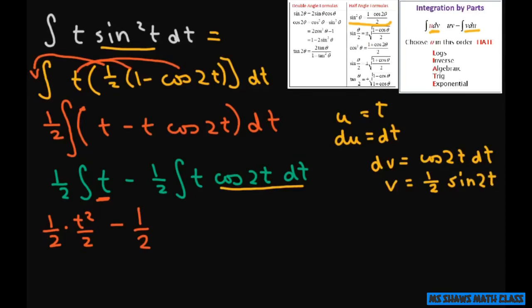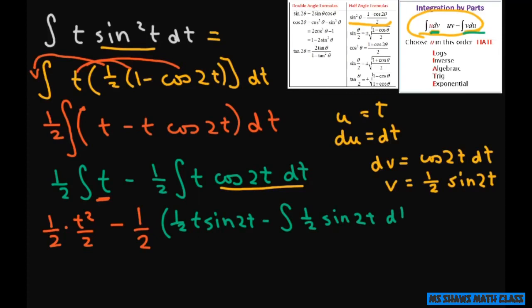And then we use this formula. All right, so we're going to get 1/2 times uv, so that's just going to be 1/2 t sine of 2t, minus, now we're doing this part, the integral of v du. So that's going to be 1/2 sine 2t dt.